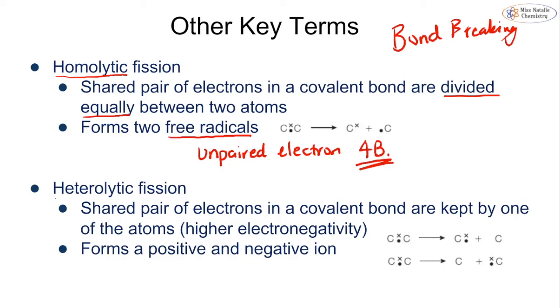We can then have heterolytic fission, where the shared pair of electrons are kept by one of the atoms, the one with the higher electronegativity. This then forms a positive or a negative ion, and we will look at these in topic 5a. So in homolytic fission, the electrons are shared equally. In heterolytic fission, they are kept by one of the atoms.